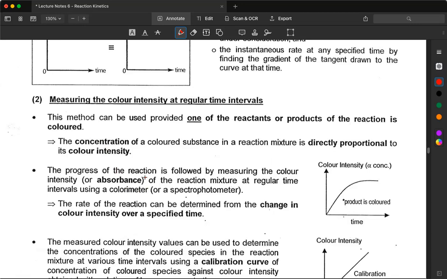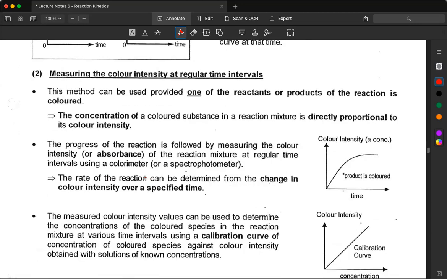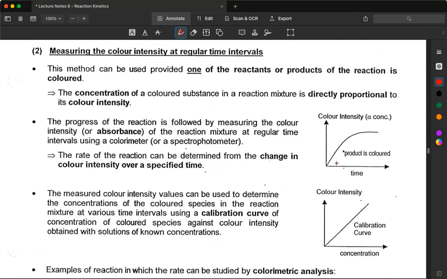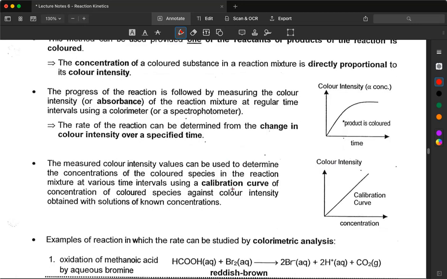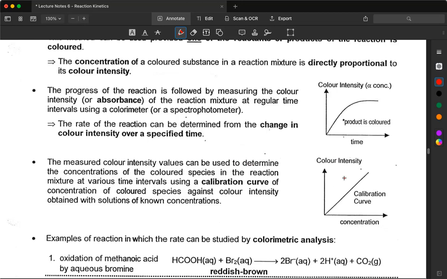The progress of the reaction is followed by measuring the color intensity or absorbance of the reaction mixture at regular time intervals, measured using a colorimeter or spectrophotometer, either one of it. The rate of reaction can be determined from the change in color intensity over a specific time. The measured color intensity values can be used to determine the concentration of the colored species at various time intervals using a calibration curve.